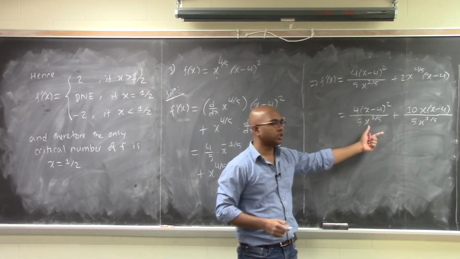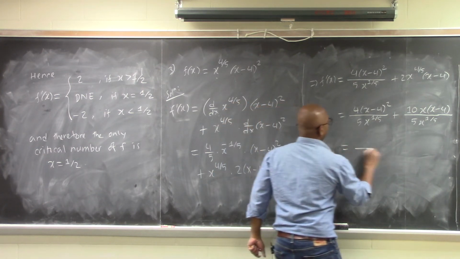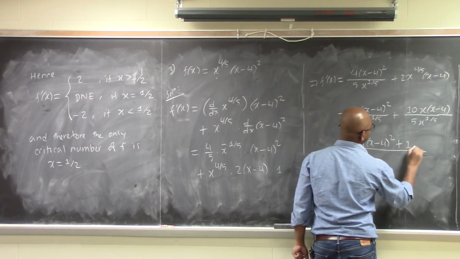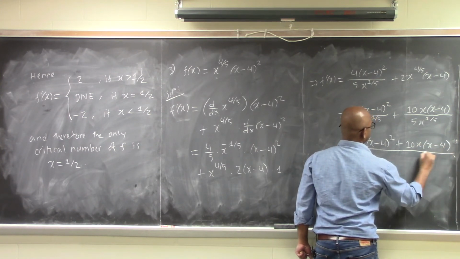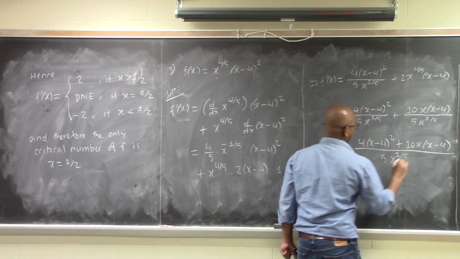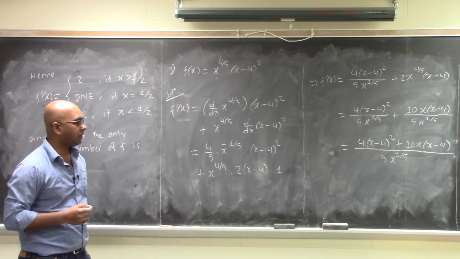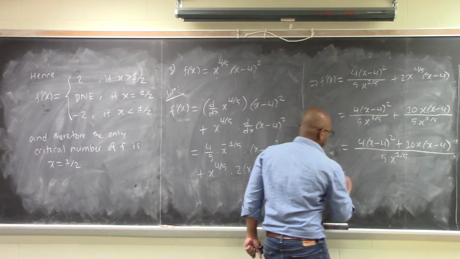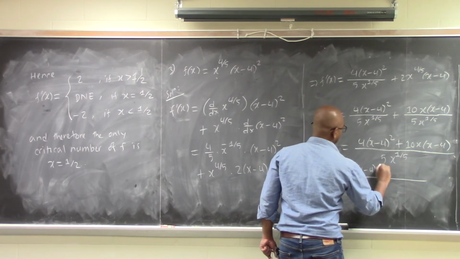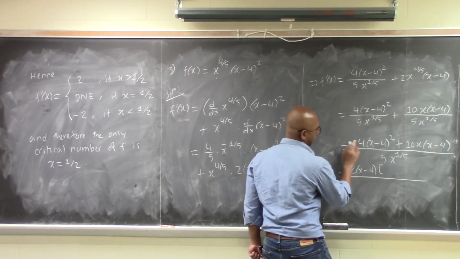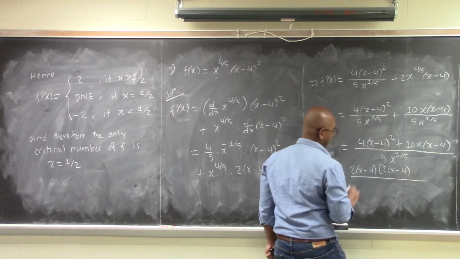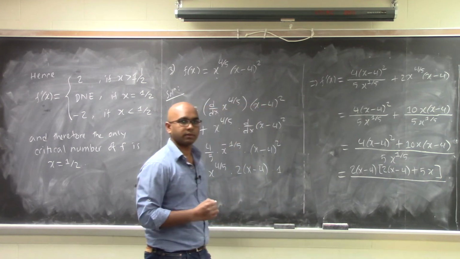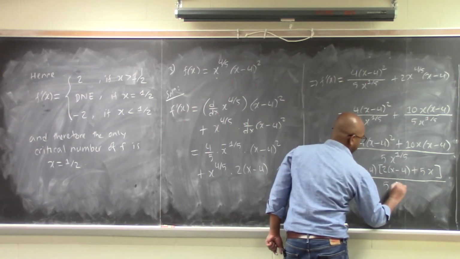Okay, so now I have a common denominator, so we can just add the numerators to get the summation. So 4 times (x minus 4) squared plus 10x times (x minus 4) over 5 times x to the power 1/5. Okay, can we factor out anything from the top? 2 and (x minus 4), right? So 2 times (x minus 4), we factor that out, and what is the leftover? So this is 2 times (x minus 4), and this is going to be 5 times x, right? And at the bottom I have 5 times x to the power 1/5.